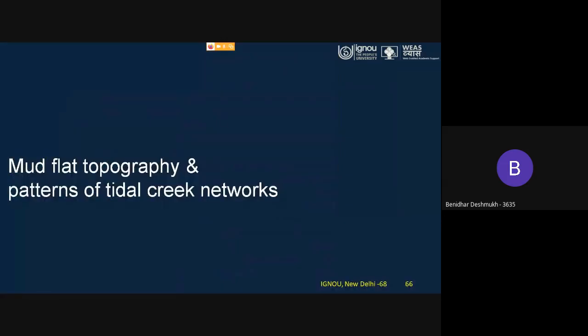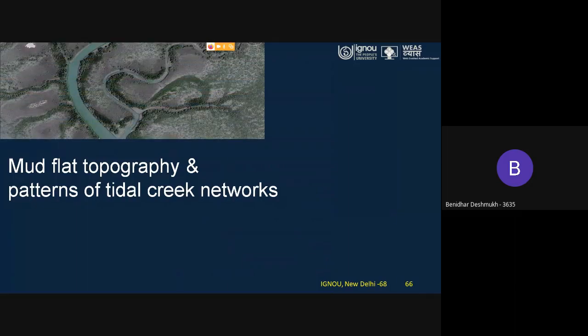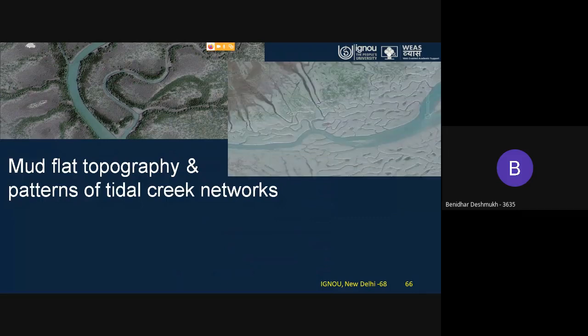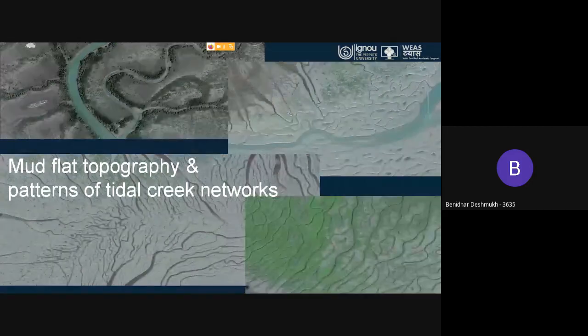Another example is the topography of the mudflat and the pattern of the hydrological networks, which can be studied best using remote sensing. This is a muddy area, and a physical survey is difficult to carry out because one gets stuck in the mud. That is why this data is very useful for studying those features.